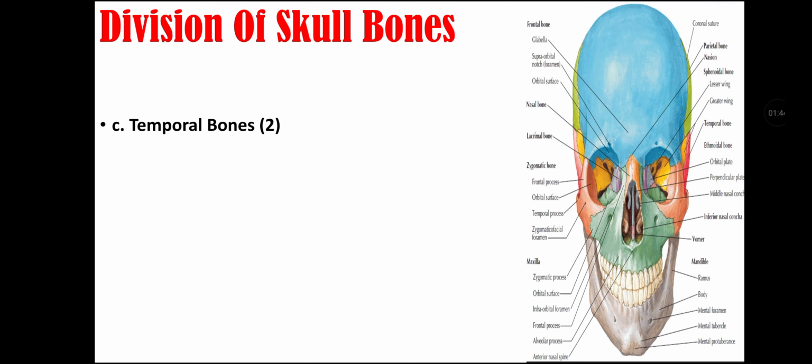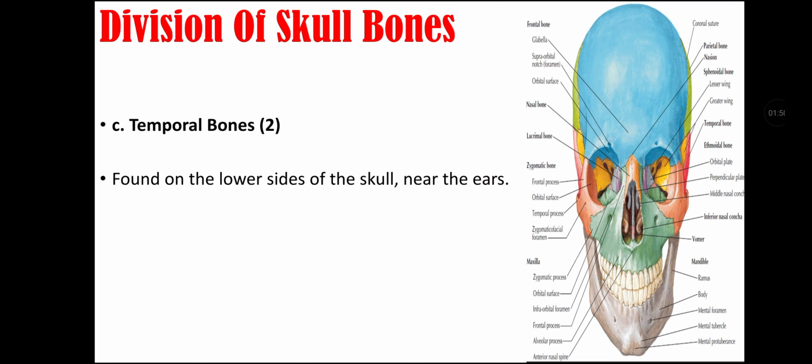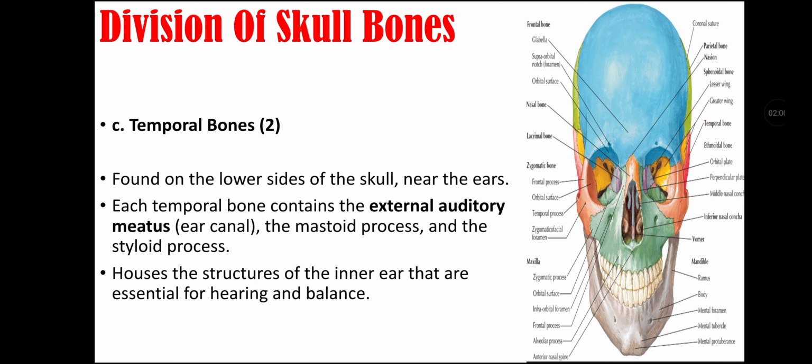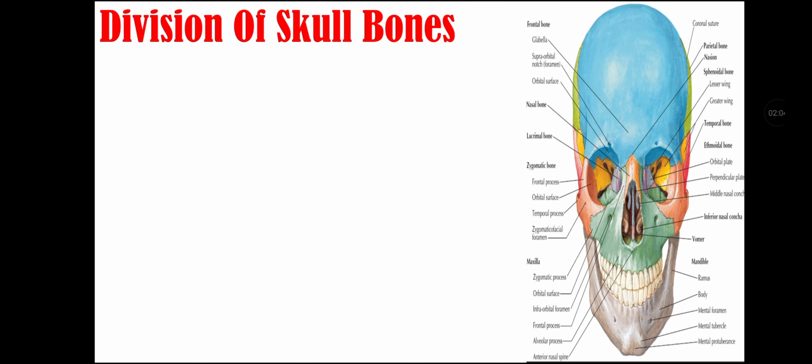Next cranial bone is temporal bone, that is also the paired bone. That means there are two temporal bones in every skull. They are found on the lower sides of the skull near the ear. Each temporal bone contains the external auditory meatus, the mastoid process and styloid process. It houses the structure of inner ear that are essential for hearing and balance.